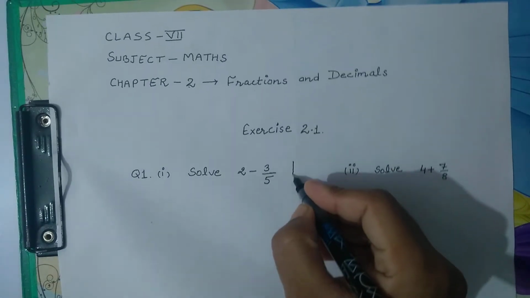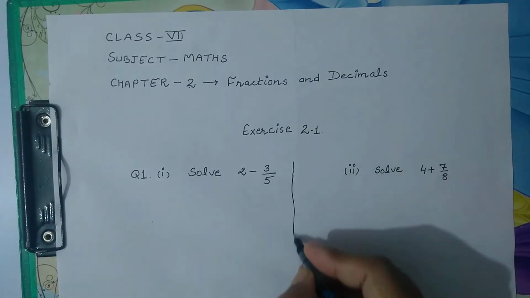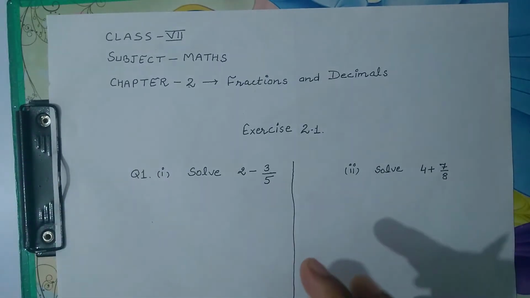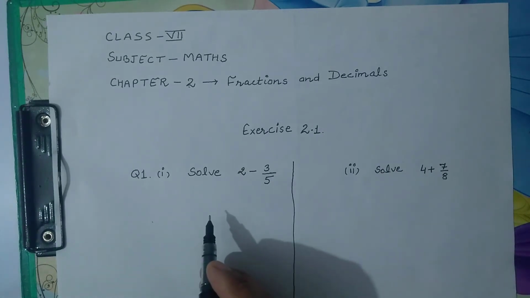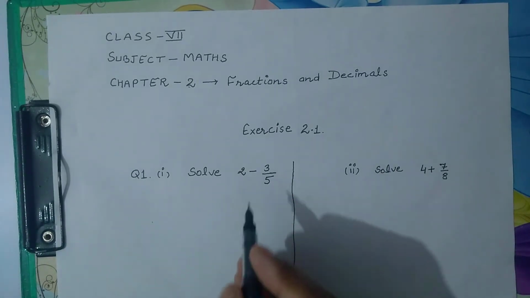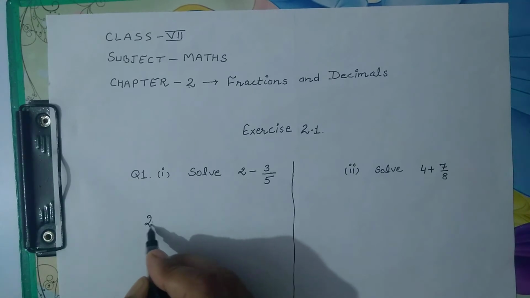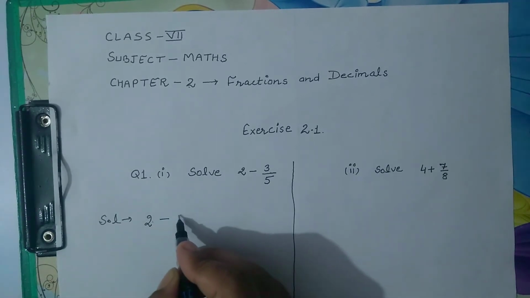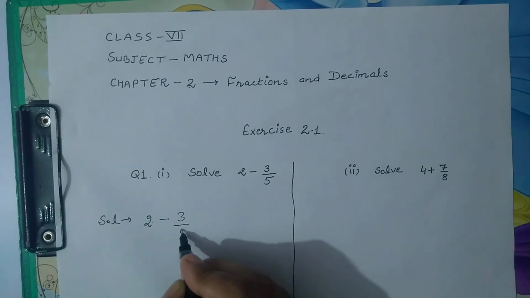So my dear students, first of all, why am I solving? Because you will see the full video and you will find how to write in the notebook. Okay, you do your homework exactly how I am solving the questions. So first question, solution: 2 minus 3 upon 5.